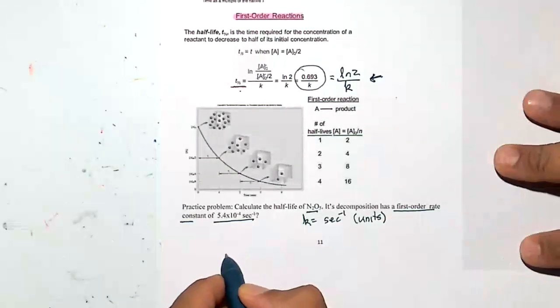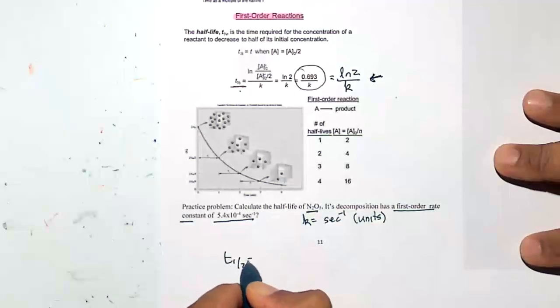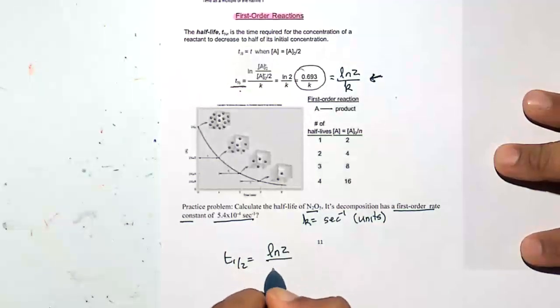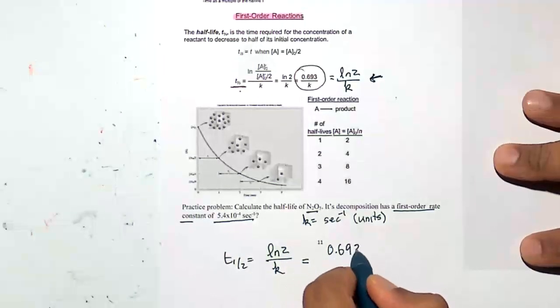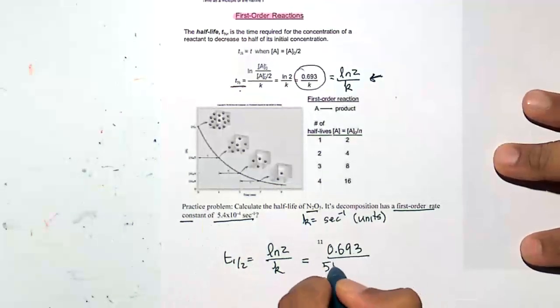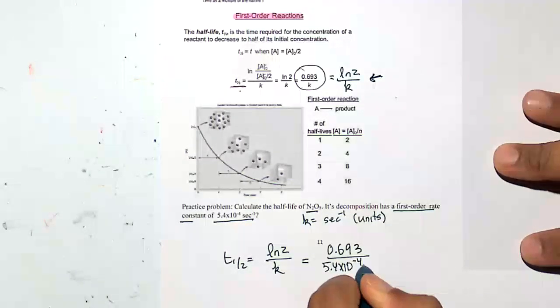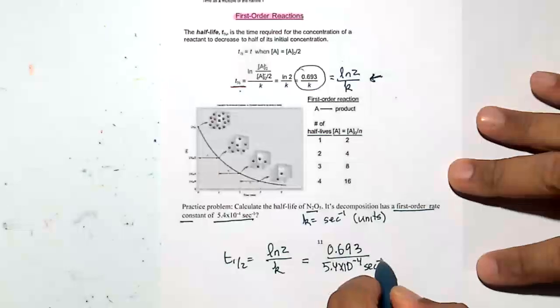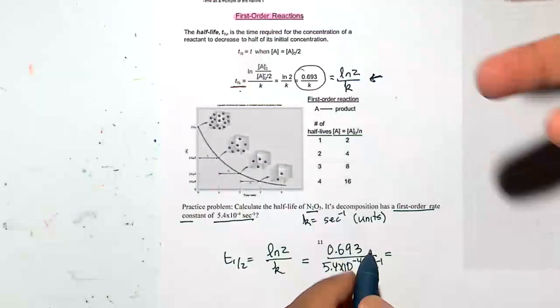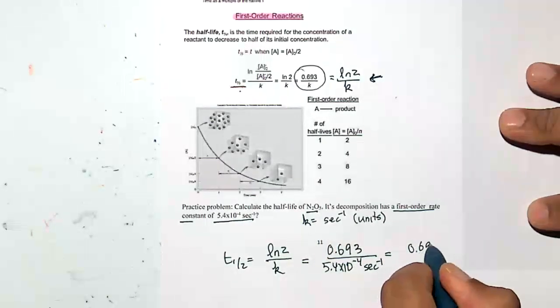Half-life for first order is natural log of 2 over k. Natural log of 2 on your calculator is 0.693. K here is 5.4 times 10 to the minus 4 inverse seconds. So seconds to the minus 1, I can move it to the numerator. Do you guys know this math?